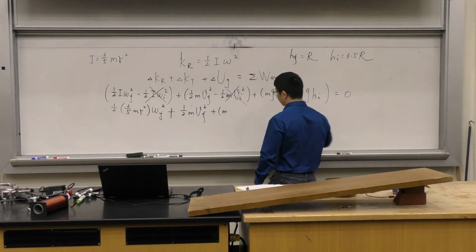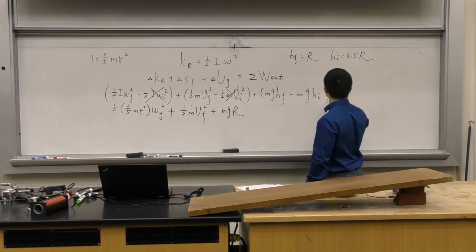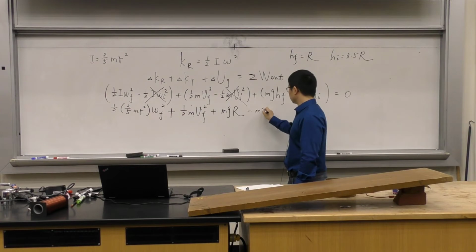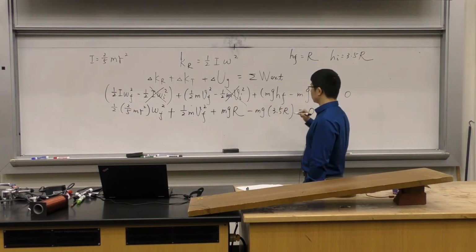mg final height is going to be big R. Initial height is 3.5 R. Now solve this problem.